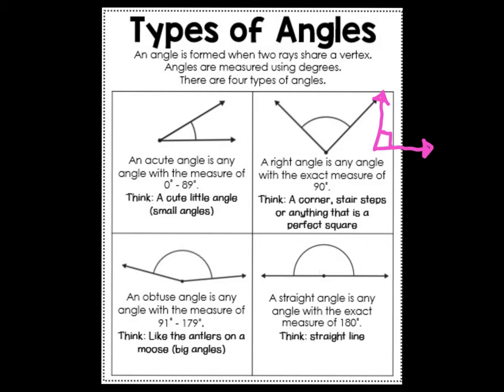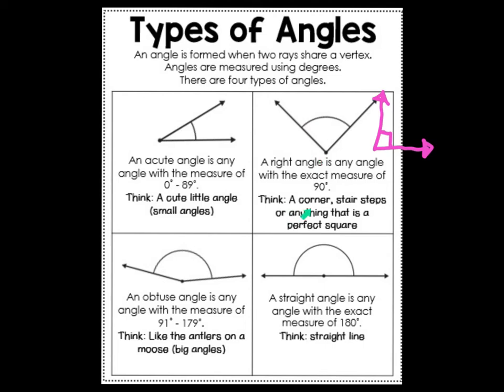So these are our 4 angles. We want to review again. We've got an acute angle, which means cute, very small, from 0 to 89. And we have a 90-degree angle, which is a right angle. It always makes that L, but we can turn it. See how this looks more like a V, but still an L, it's just turned.